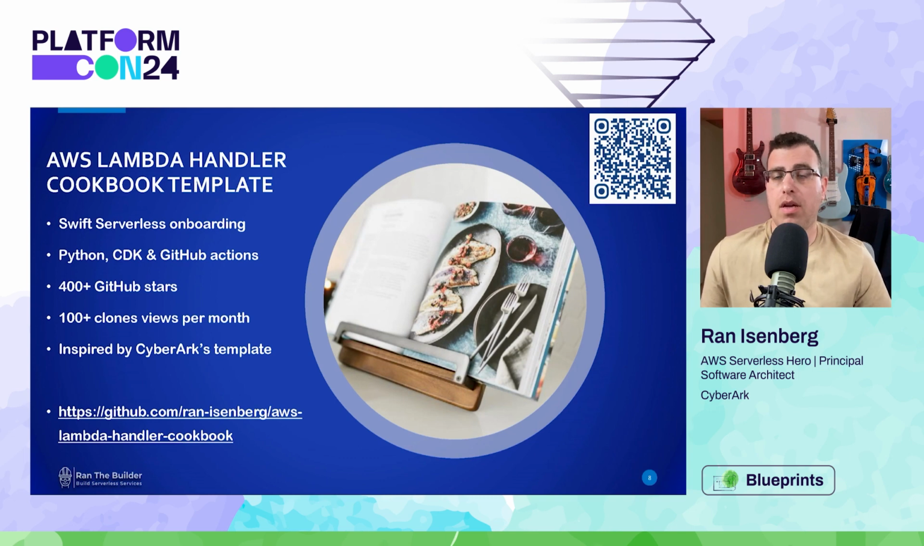So we're going to use the AWS Lambda Handler Cookbook as an example. It's my open source project. It allows you, in 3 steps in GitHub, to start a new serverless service that you can deploy and test. It's based on Python, CDK for the infrastructure as code, and GitHub Actions for the CI/CD. It has over 400 GitHub stars, 100 clones per month, and thousands of views. The inspiration for this open source project was the original template that we are using at CyberArk. That template is used by hundreds of developers, and we've built dozens, if not hundreds, of microservices with it. So it comes with some knowledge and experience behind it.